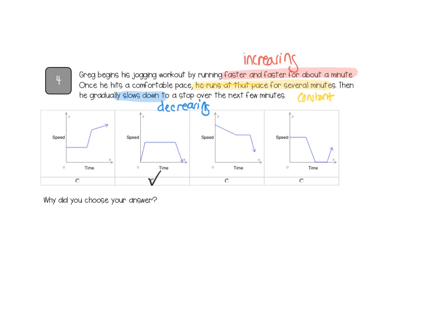And I'll show you what I mean, right? We're increasing our speed, we're getting faster and faster, and then we're running at a constant speed for a little while. And then we're going to slow down our speed till we come to a stop and we're done our workout. Okay, so that's the graph that shows that. So you've got to look at the words, analyze the words, and see where it's increasing, where it's constant, and where it's decreasing, and then choose what graph fits best for that.